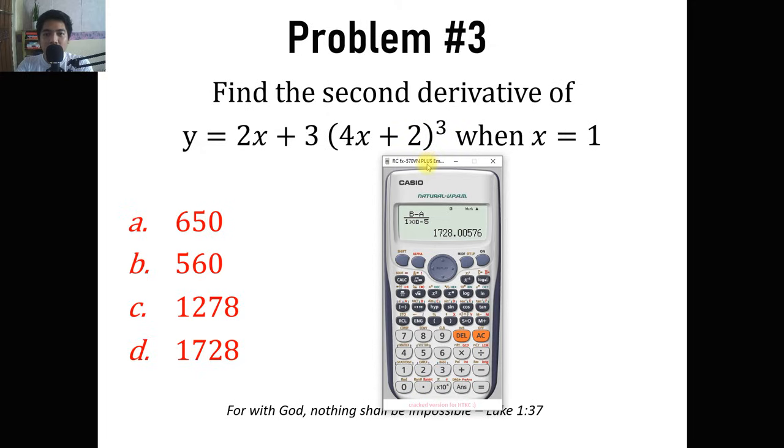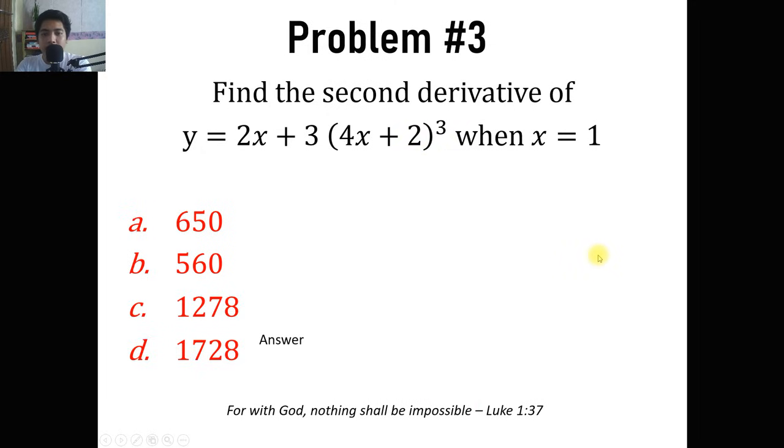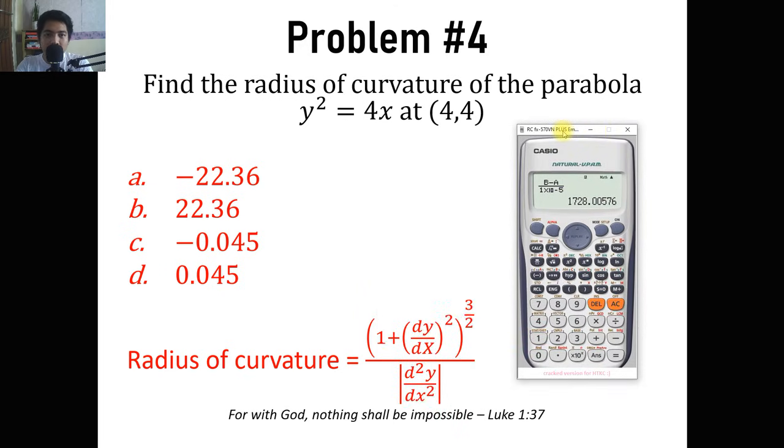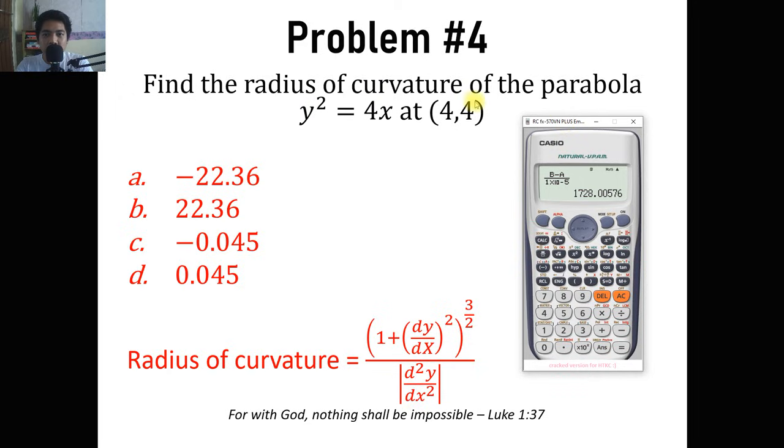Okay, let's go now to problem number 4. Problem number 4 involves the radius of the curvature. So the radius of the curvature is actually given by this formula. So we have quantity 1 plus quantity of dy all over dx, that's the first derivative squared. Okay, and then raised to 3 halves all over the absolute value of the second derivative of y with respect to x. So it says in the problem that we had to find the radius of the curvature of the parabola y squared equals 4x at the point (4, 4).